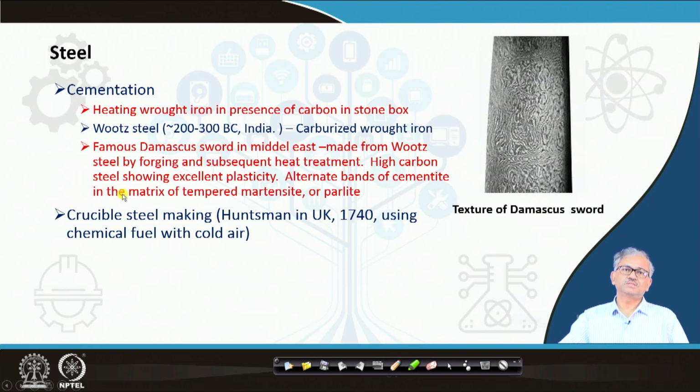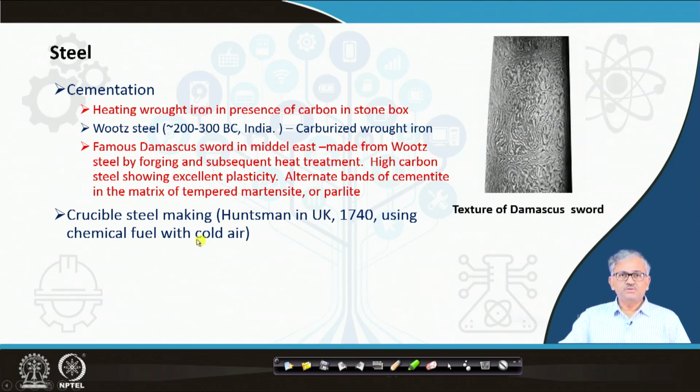And then after this wootz steel era, basically wrought iron and cementation, came the first liquid steel making, because liquid steel making requires a very high temperature. That was first done by Huntsman in the UK in 1740. He could make steel in a crucible, obviously the carbonized steel, with cold air and chemical fuel burnt, reaching around 1400 degrees centigrade, at which temperature you can melt high carbon, that is carbonized wrought iron.